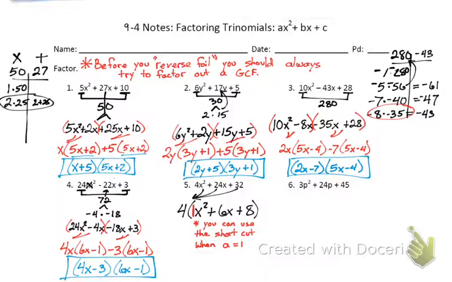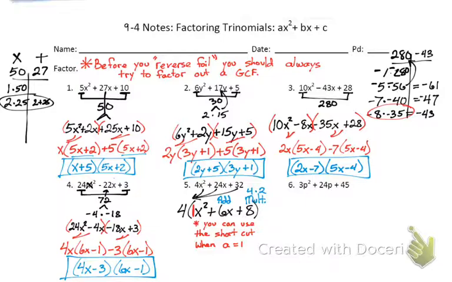So I'm going to use my shortcut here, because if the a is 1, I'm allowed to use my shortcut, meaning that all I need to do now is find two numbers that multiply to make 8 and add to make 6. Well, that's pretty easy. The two numbers that multiply to make 8 and add to be 6 are going to be 4 and 2, right?